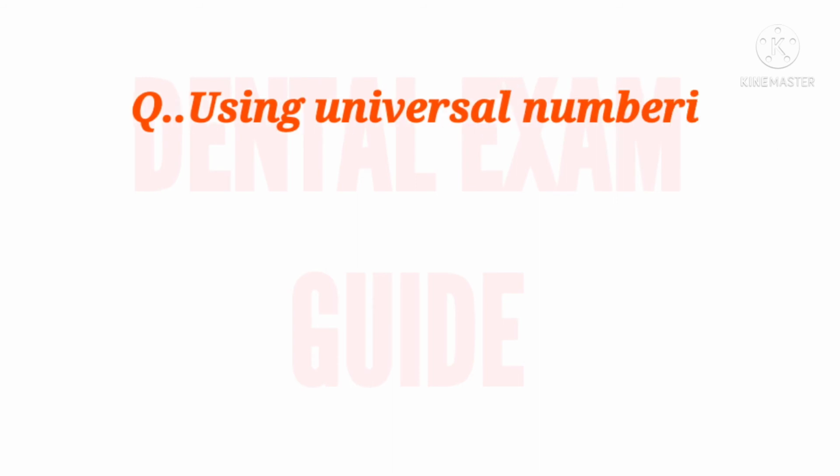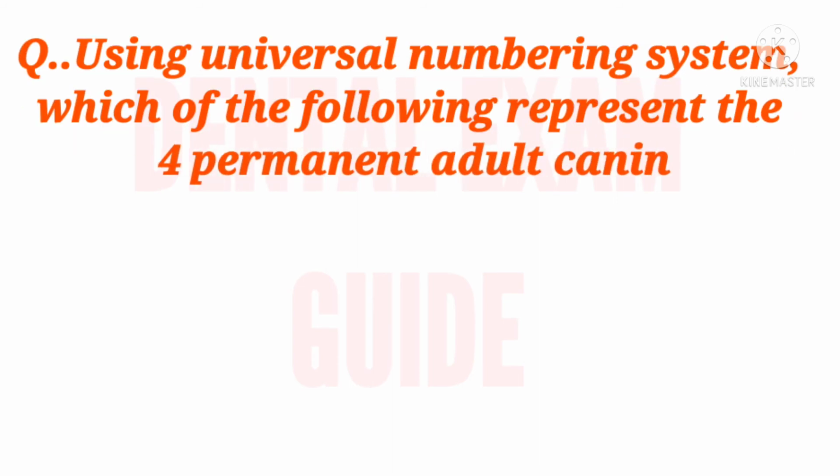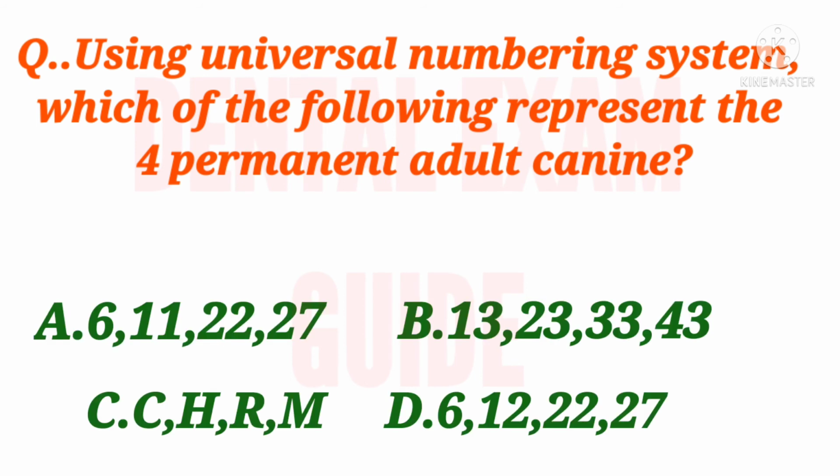First question is, using the universal numbering system, which of the following represents the four permanent adult canines? And the answer is option A. As per the universal system, the maxillary right canine is number 6, maxillary left canine is number 11, mandibular left canine is 22, and mandibular right canine is 27.